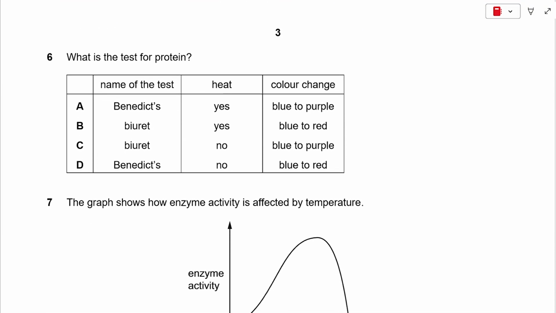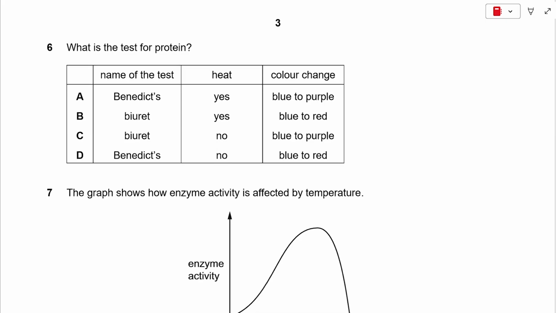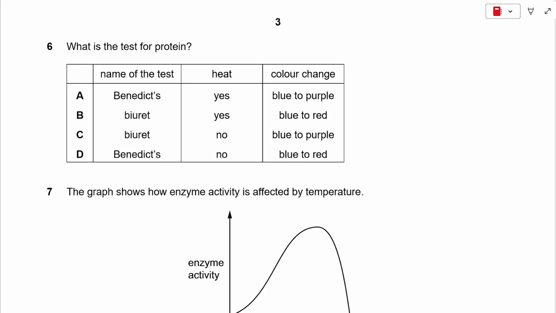Number 6 says, what is the test for protein? We know that the test for protein is usually known as the biuret test. When we do the biuret test, what we get is a sample turning purple. After we add some chemicals there, the sample turns purple. Benedict's is a test for reducing sugar, and when we heat, we don't get a purple color change. So Benedict's cannot be the answer. The test for protein is biuret, and the change that we will see will be blue to purple.